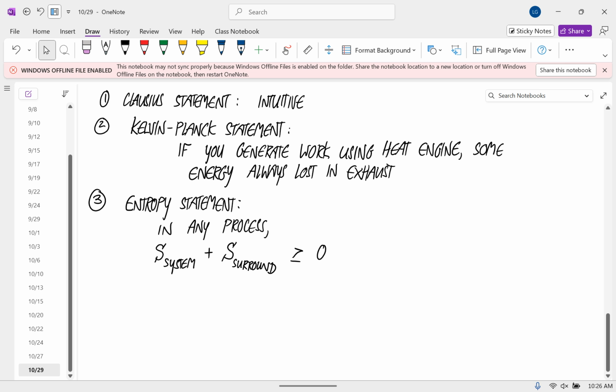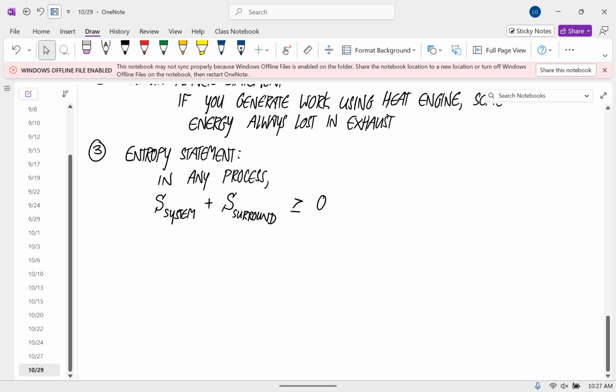And so we talked about the Kelvin-Planck statement last time. Now we're going to work our way towards what entropy is. So we're on the way to defining entropy. I know you kids love your Taylor Swift.